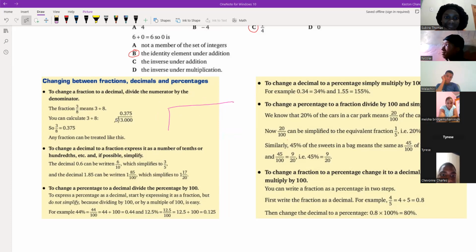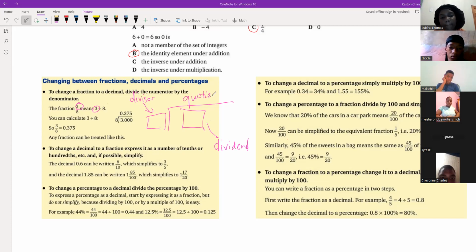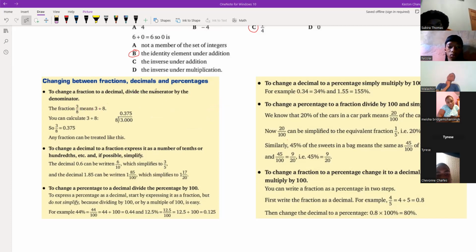So the numerator is the one that's going inside of our, or under our, division sign. The denominator is what's going on the outside. What we have on the inside here, we refer to as the dividend. The number on the outside is the divisor. That's what you're dividing by. So it's like you're saying you're taking 3 and you're breaking it up into 8 parts. The answer you get is what we call the quotient. So sometimes you might see a question that tells you, find the quotient of 3 and 8. What you're doing there basically is dividing 3 by 8.